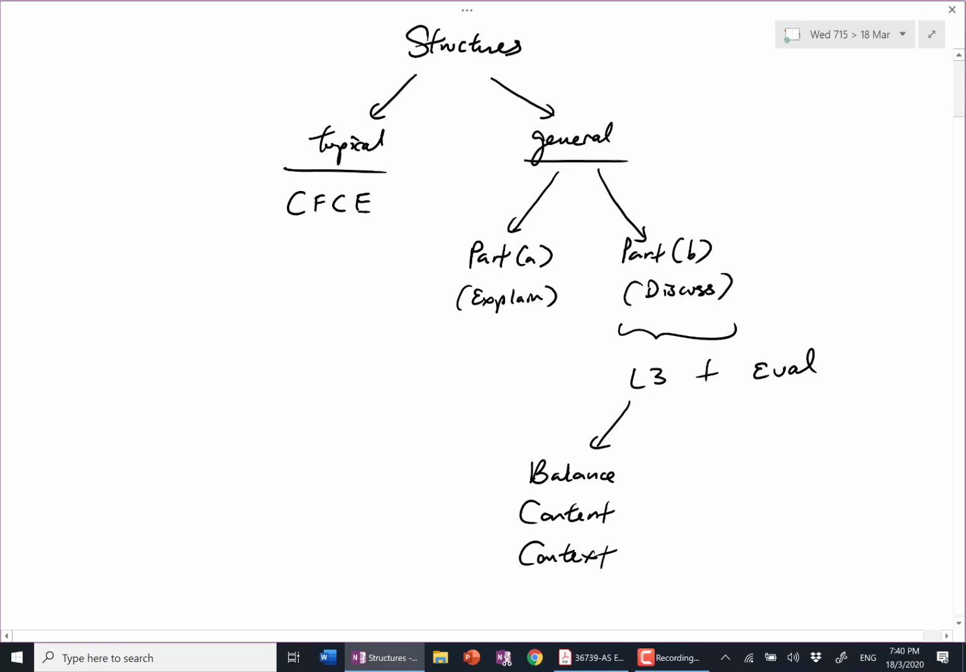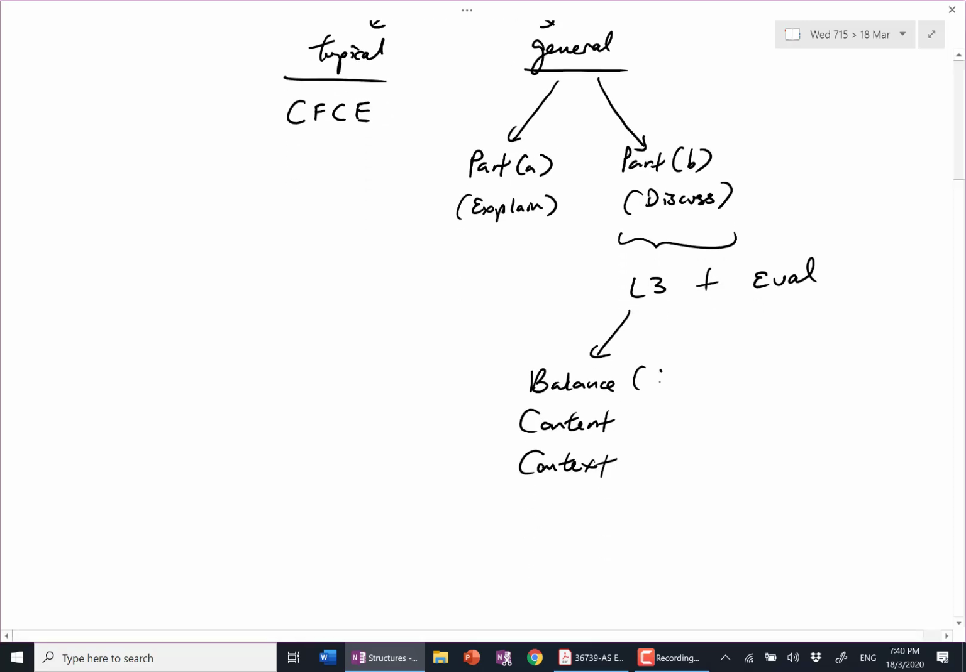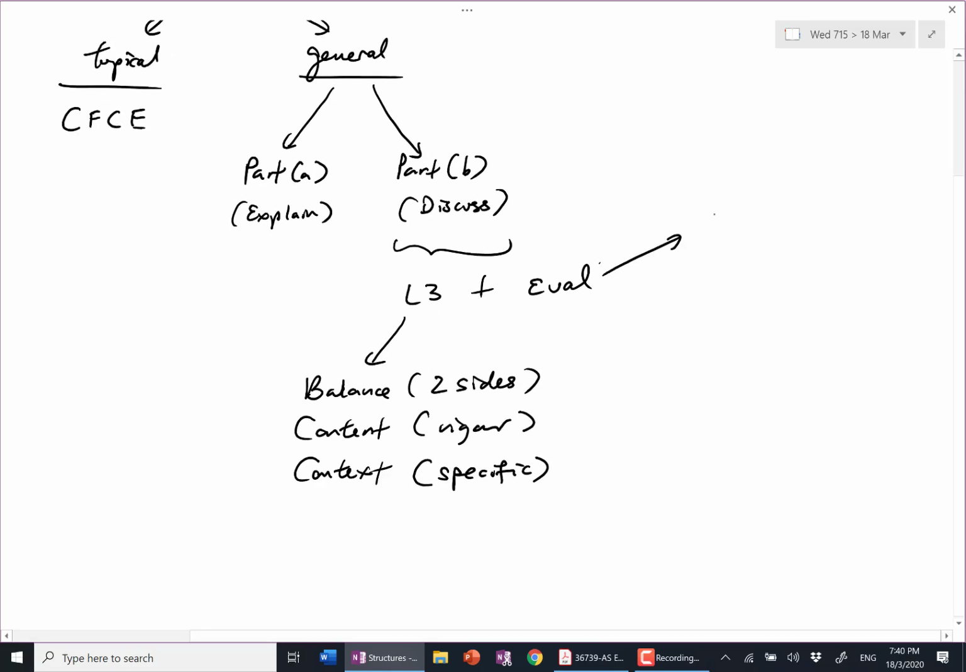You remember? Two sides. Content means your rigor. Context means something specific to the question. This one you all should know already by now. Okay. Then evaluation. But every lesson we should try to at least have a quick recap. Stand, context, and challenge to your analysis.